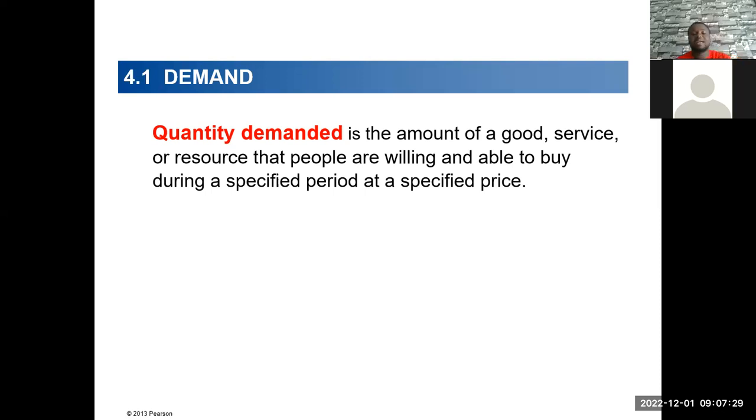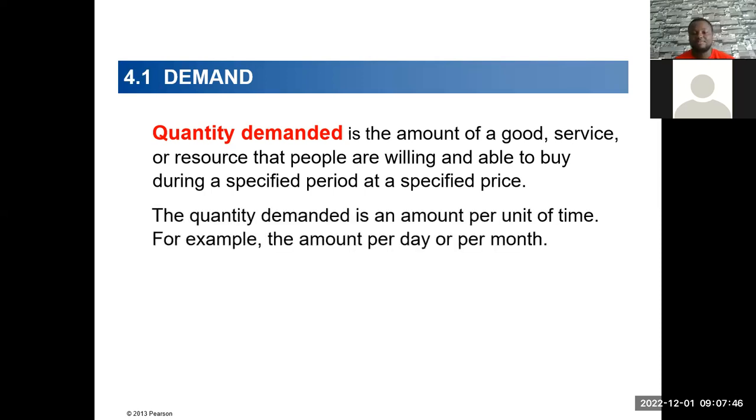So demand should, one, be backed by the willingness of the consumer or the individual to buy, and then the ability to buy it. So you desire the commodity, and you also have the purchasing power, the money, the ability to actually pay for it. Okay, so that is the quantity demanded of a commodity.